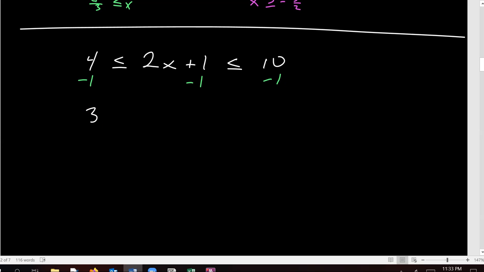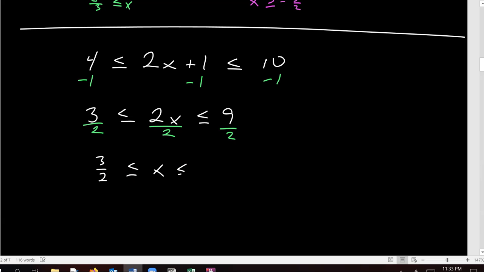So that's going to leave me with 3 less than or equal to 2x less than or equal to 9. Then I need to divide all these sides by 2 because I still want to get x by itself. So I'll divide all of that by 2, and we'll have 3 halves less than or equal to x, which is less than or equal to 9 halves. Now when I look at my number line, so let's see, 1, 2, 3, 4, that would be 5.